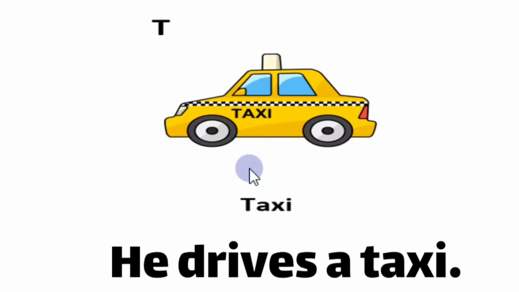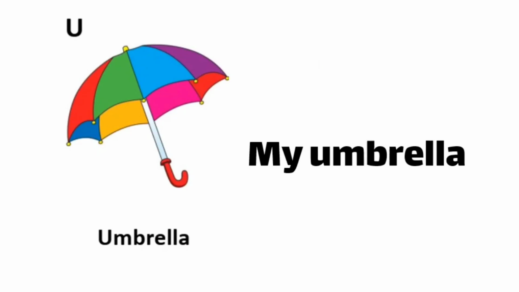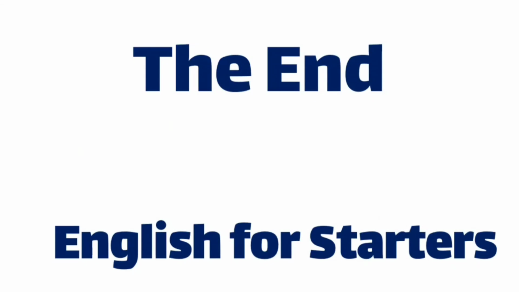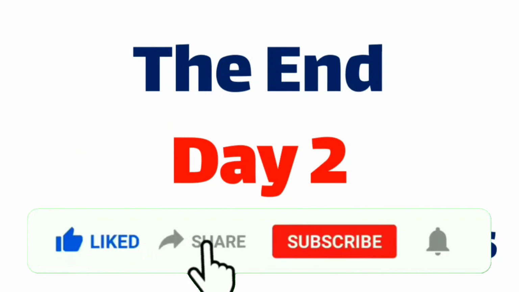Taxi. He drives a taxi. Umbrella. My umbrella is colorful. Means that it has many colors in it, right? My umbrella is colorful. And that's the end of second day, or day 2, English for starters.